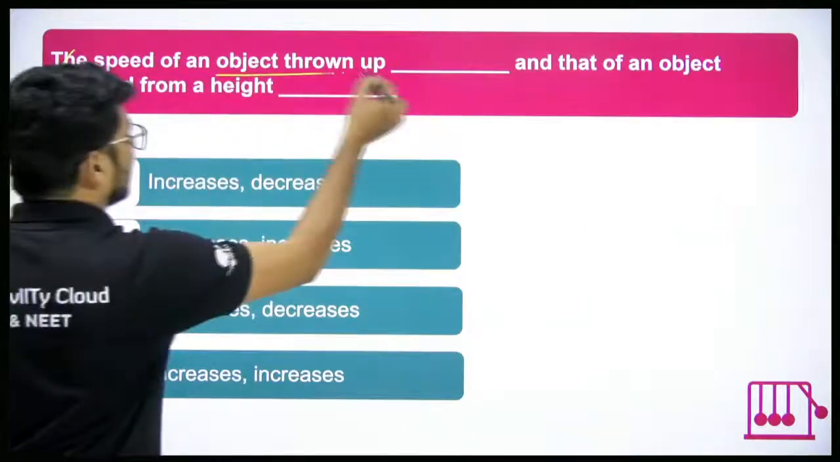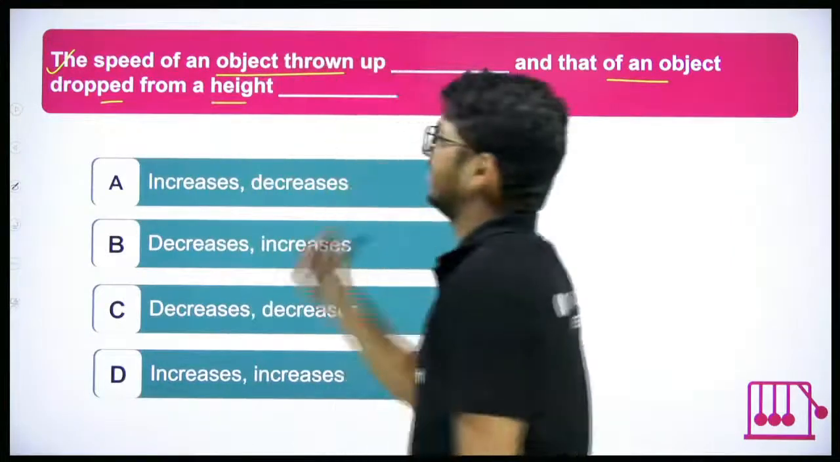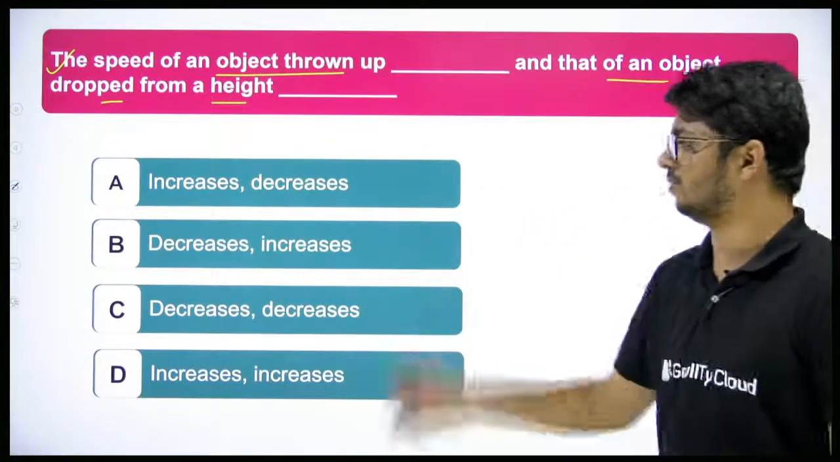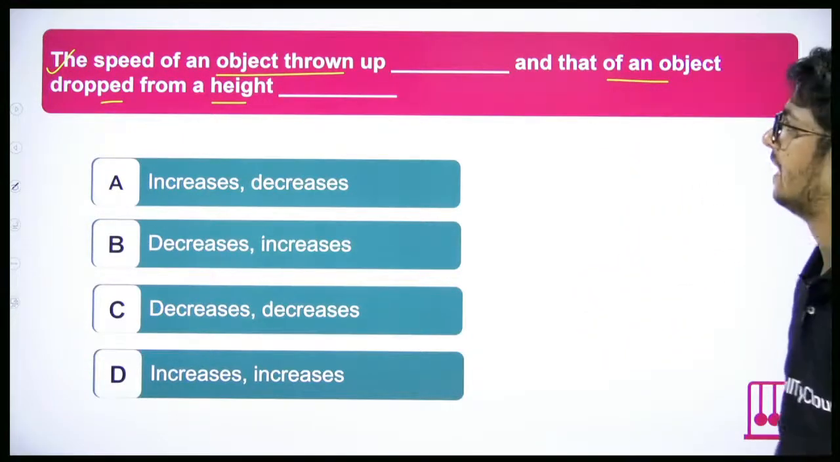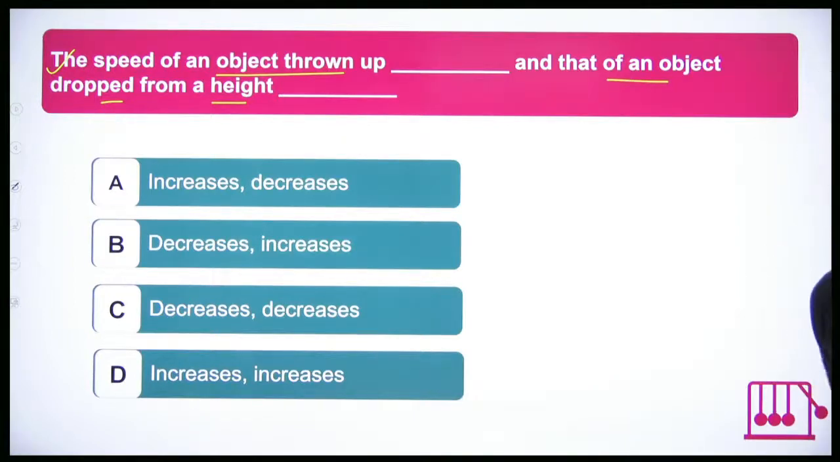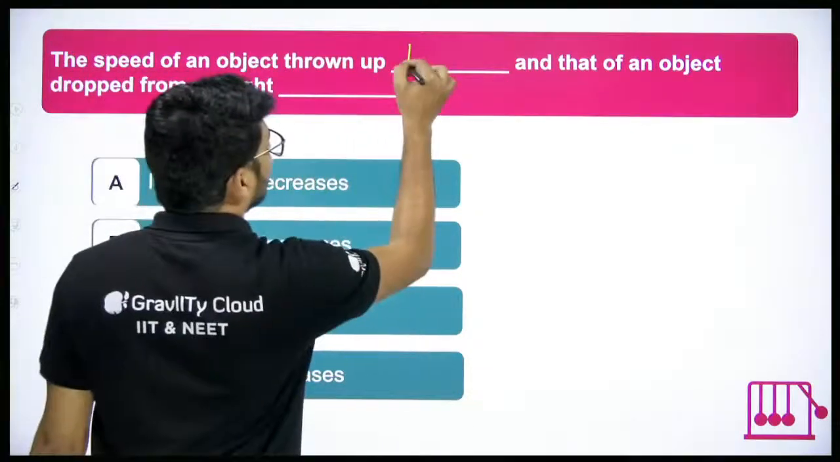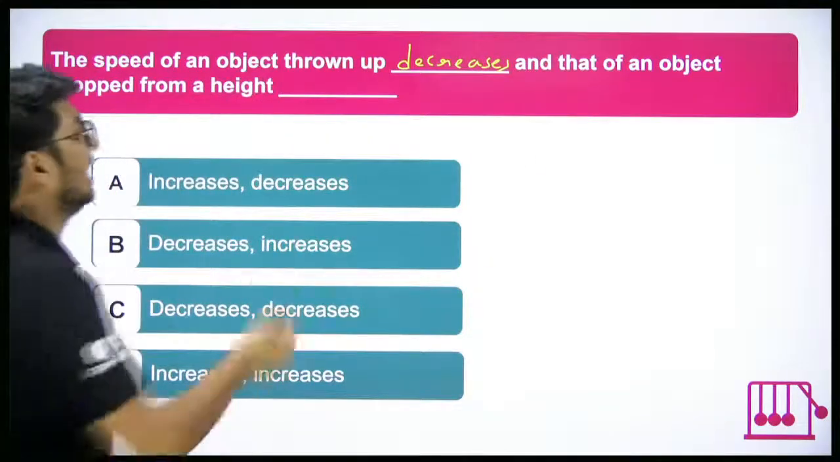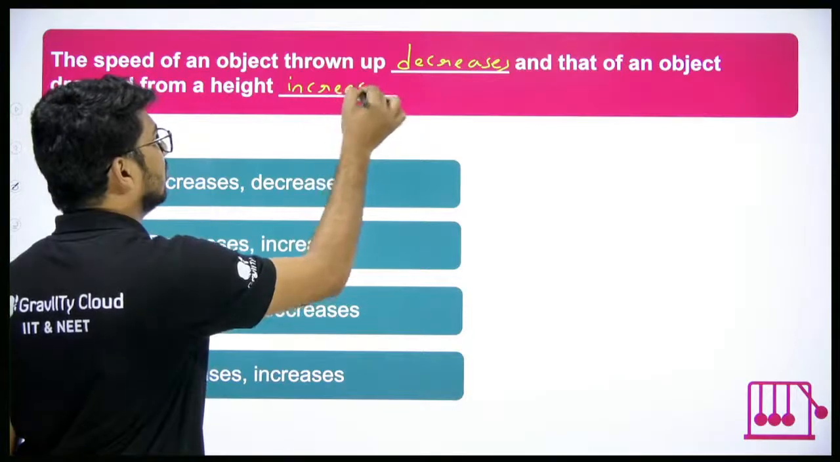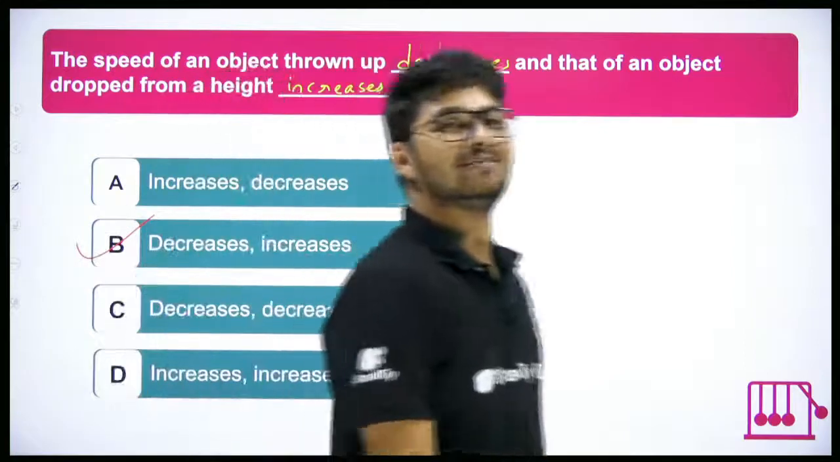Okay, so we have a simple question here. The speed of an object thrown up, dash, and that of an object dropped from a height, dash. Fill in the blank, and you have a few options A, B, C and D. The speed of an object thrown up, what happens to it? Decreases. Yes or no? Decreases. And the speed of an object dropped from a height increases. So the answer is decreases and then increases. Option B. Good.